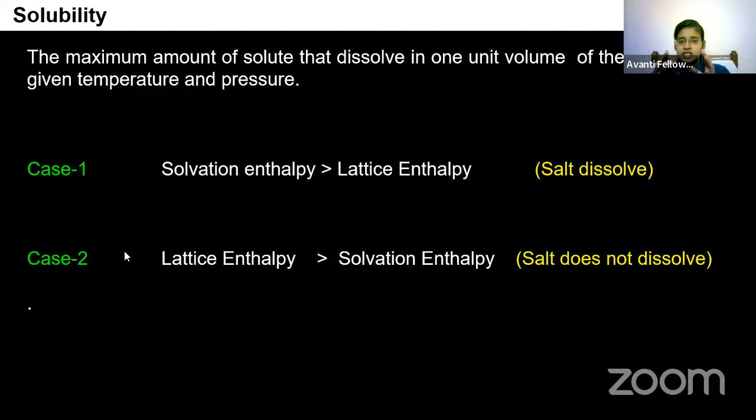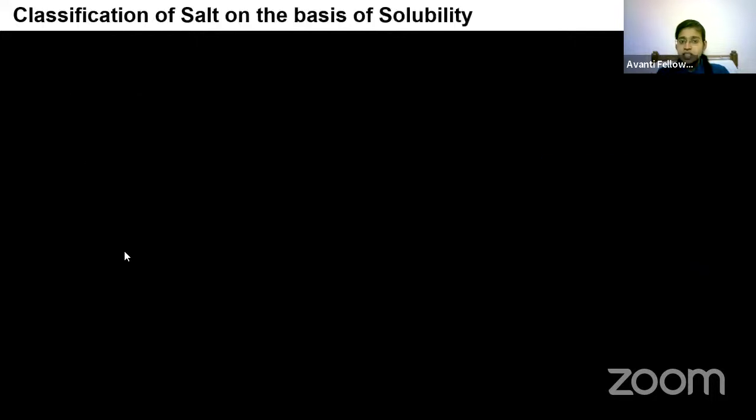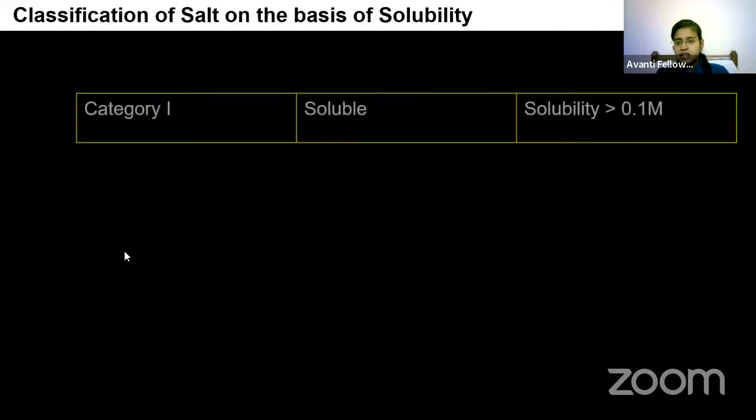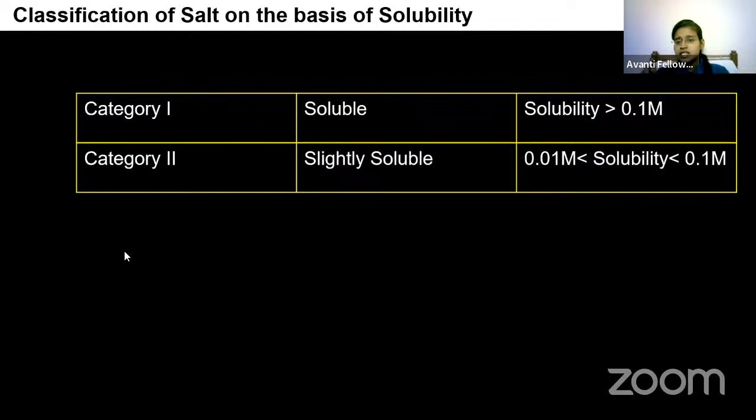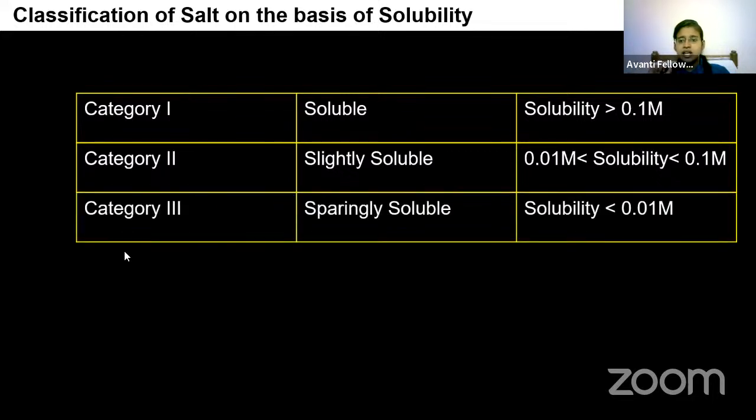Okay. So after completing this solubility part, I have given you the classification of salts on the basis of solubility. There are 3 categories under this. If the solubility value is greater than 0.1 molar, then the salt is soluble. If the solubility is between 0.01 and 0.1, the salt is slightly soluble. And if the solubility is less than 0.01 molar, the salt is sparingly soluble. Okay, with this we completed the previous class.